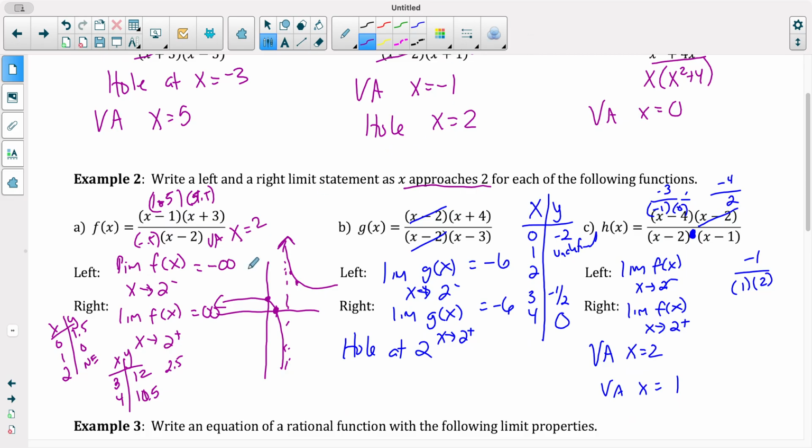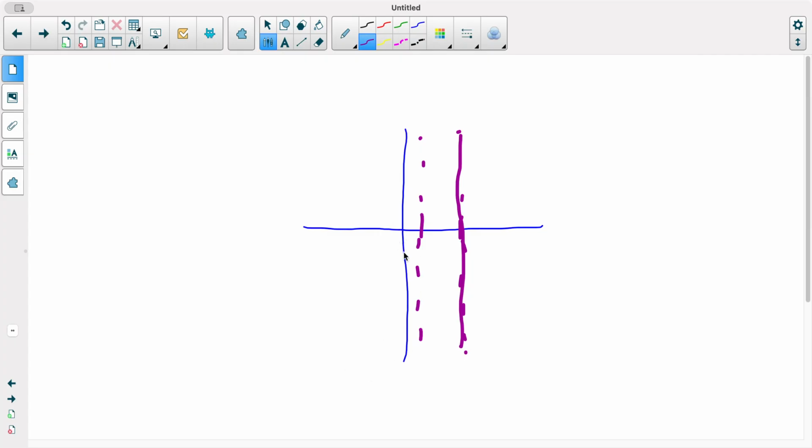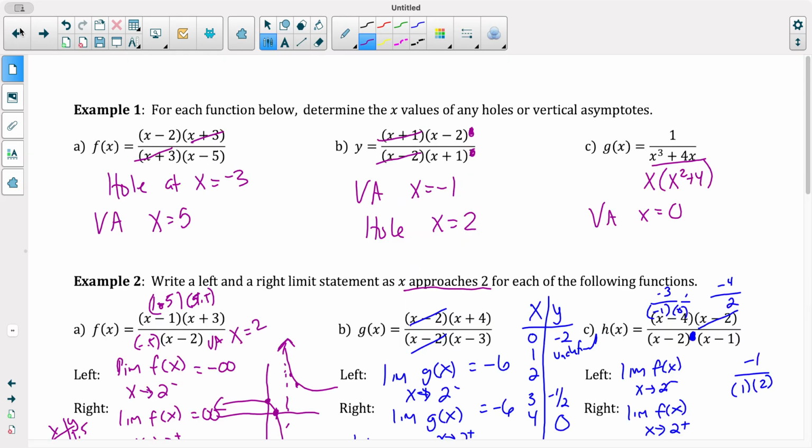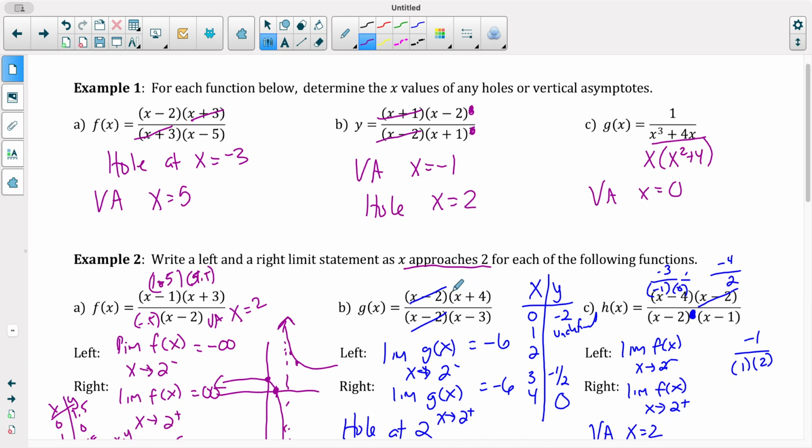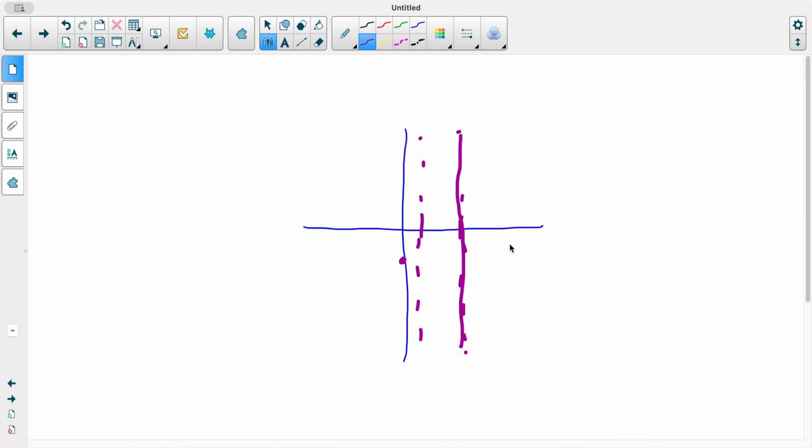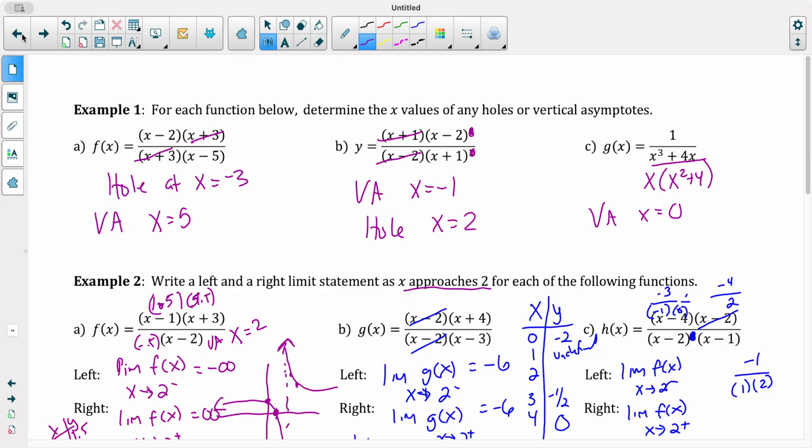0 was -2. 3 was -1/2. 0 was at -2, which I'm not worried about. It has to be between the 1 and the 2. 3 was -1/2 and 4 was 0. So that means on the right side, the graph is going down because it's getting less coming from the right. So I know that from the right, it's going towards -infinity.